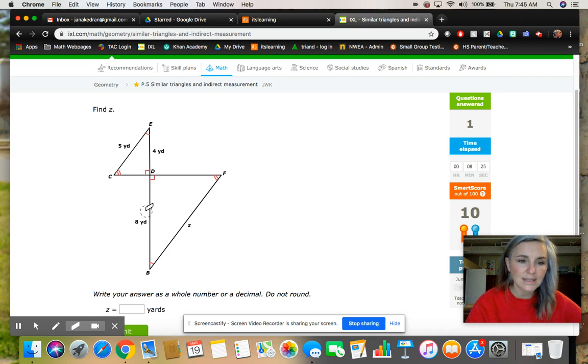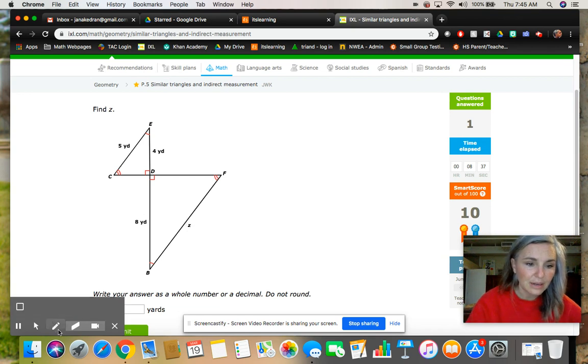So 4 is to 8 as 5 is to what? So, well, 4 times 2 is 8. So 5 times 2 is going to be 10. So you can sometimes just see these things. But if not, it's no big deal.